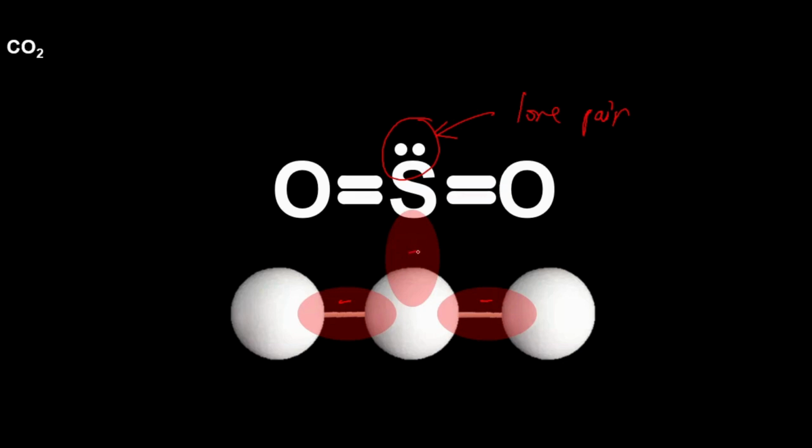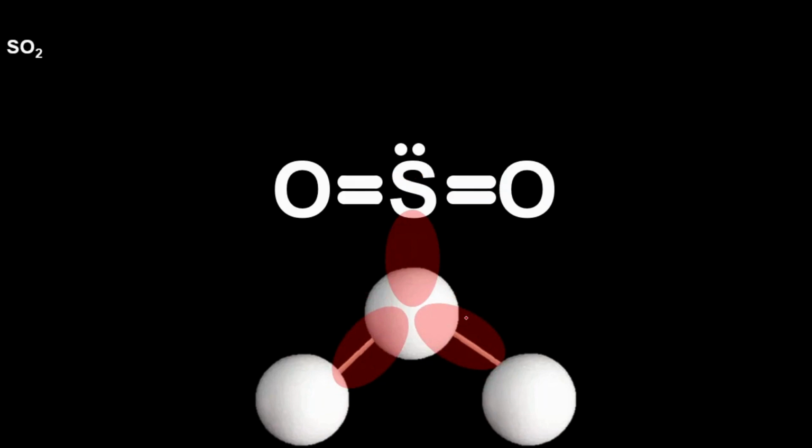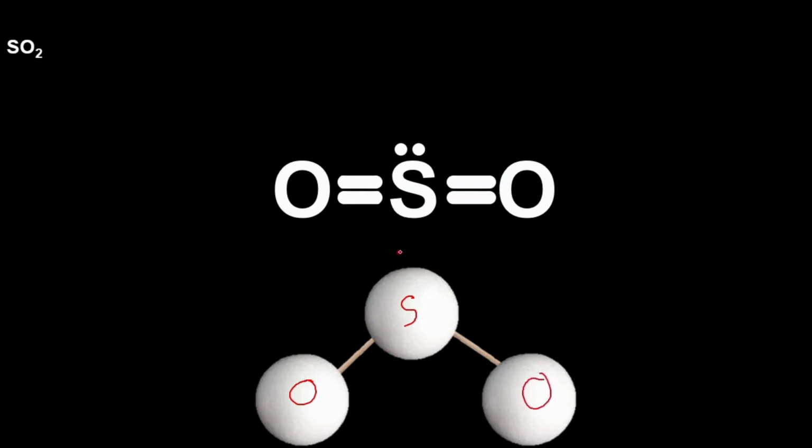So here we have 3 electron groups, 1, 2, 3, and in those 3 electron groups we have 1 lone pair. Again, considering the repulsion of these 3 electron groups, the shape will be like this. So the shape for SO2 is a bent molecule. It's bent because the lone pair repels the other electron groups, or the bonds of SO2.